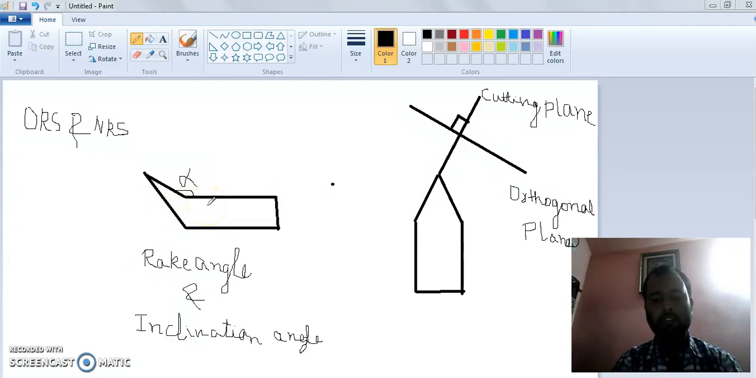This is in two dimensions. But the inclination angle is the angle between the slope of the face and the shank. The slope can be either none, a downward slope, or an upward slope. If there is no slope, then the inclination angle is 0, but if there is an upward slope, then the inclination angle value will be positive. If there is a downward inclination, the inclination angle will be negative. This is the basic difference between the rake angle and the inclination angle.